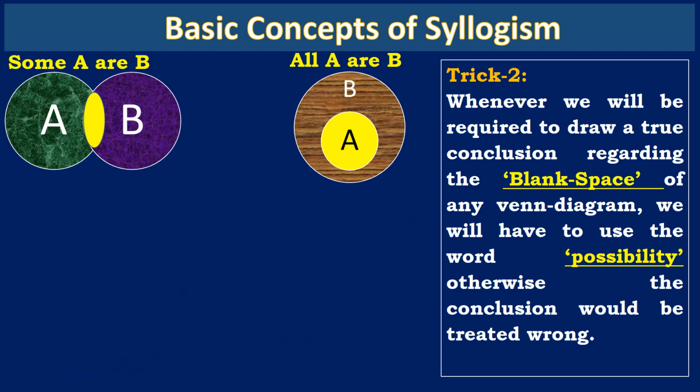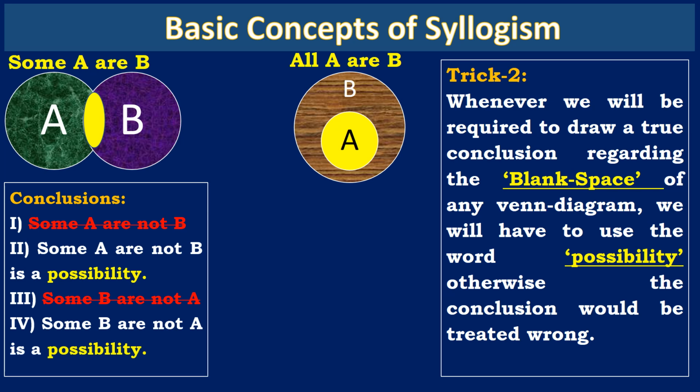Trick 2. Whenever we are required to draw a true conclusion regarding the blank space of any Venn diagram, we will have to use the word possibility. Otherwise, the conclusion would be treated as wrong. Example 1. Statement. Some A are B. Conclusions. Some A are not B. Some B are not A. These conclusions are not valid. However, if the conclusions have the term possibility, then the conclusions are logically correct. Some A are not B is a possibility. Some B are not A is a possibility. Now, these conclusions follow the statements.